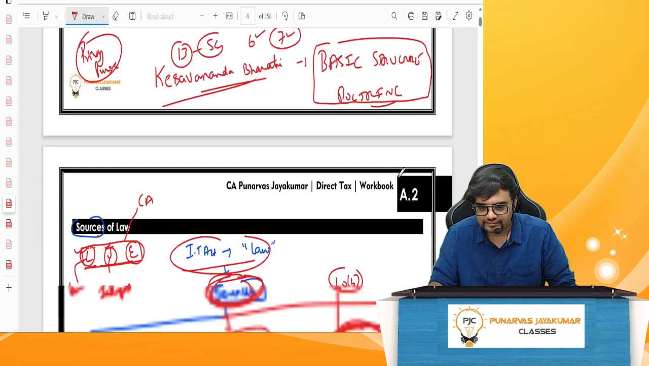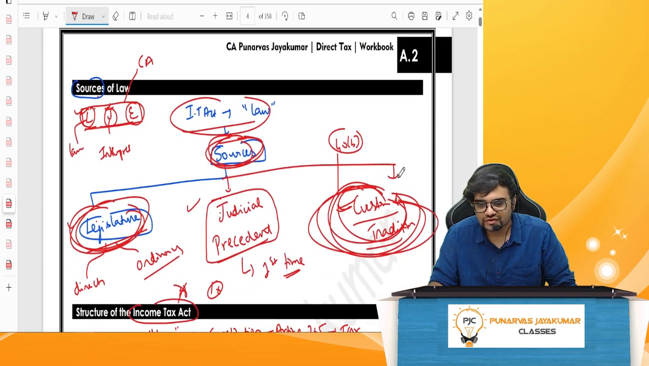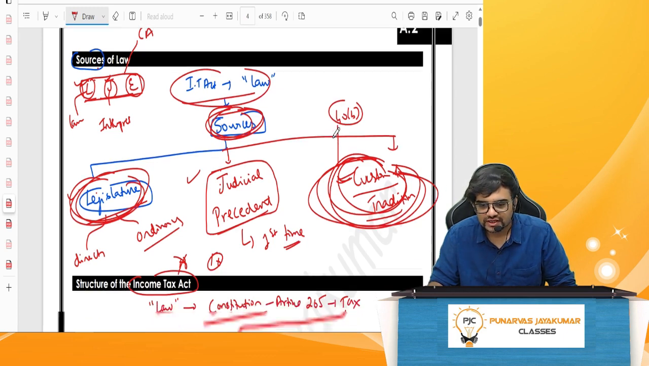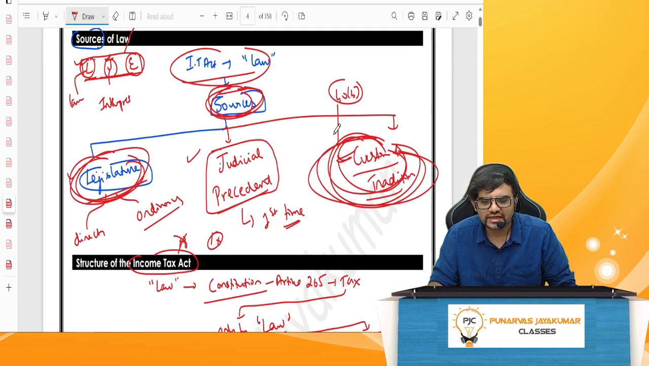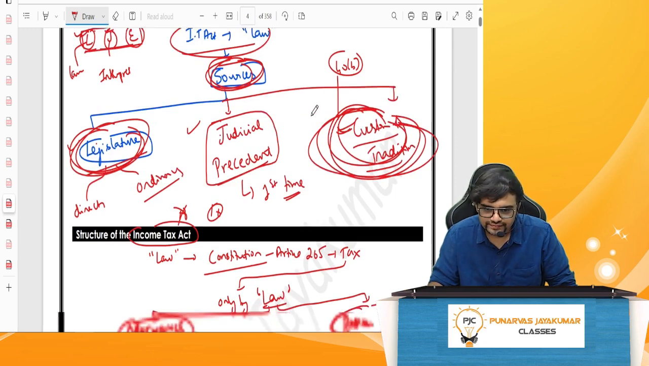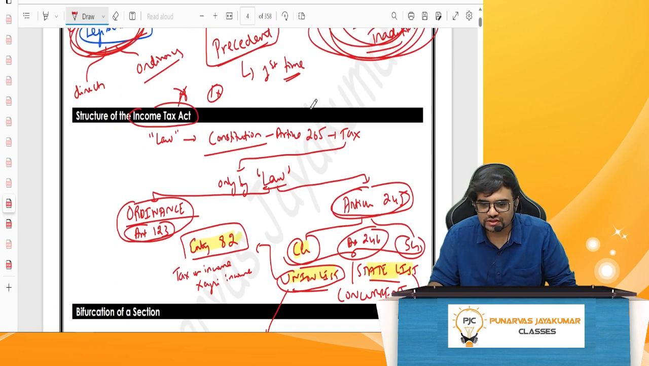And we were discussing the sources of law. One is the legislature, then it is the judicial precedent, and then the customs and tradition. And there are three wings of the entire law: legislature, judiciary, and executive. And the executive is where your entire Indian Revenue Service officers will come. Then we saw the constitution of the entire Income Tax Act, so how it came into force.